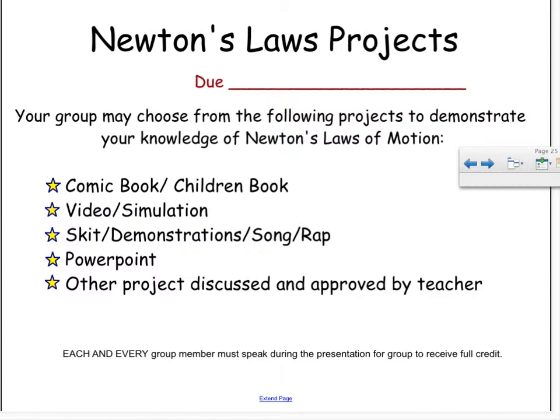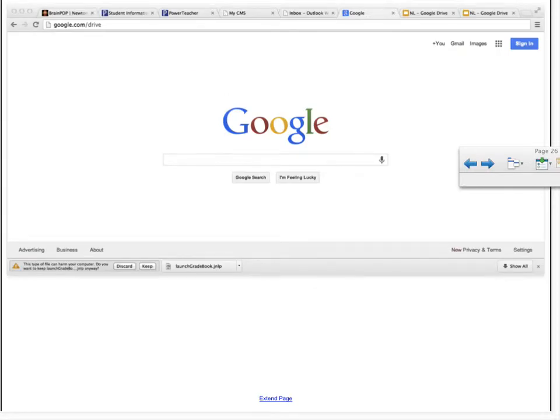Don't bank or count on me giving you time. You must also be using your outside of class time to be working on it because I may not give you the time. Got it? All right. With that being said, there is something called Google Drive. Flip your rubric over to the back.